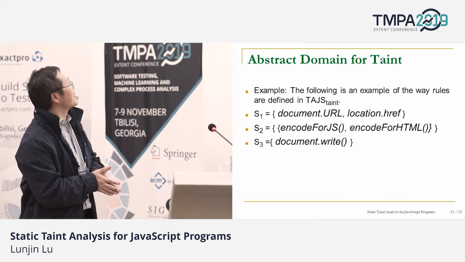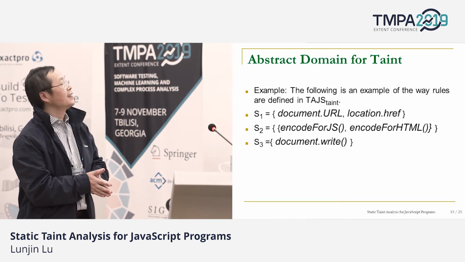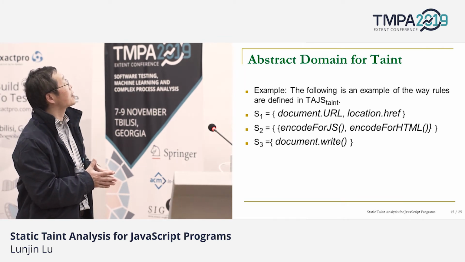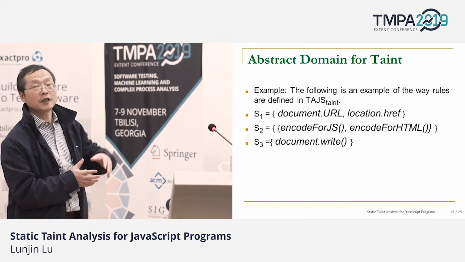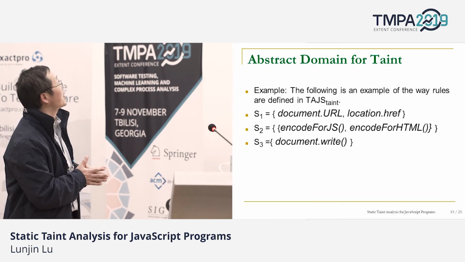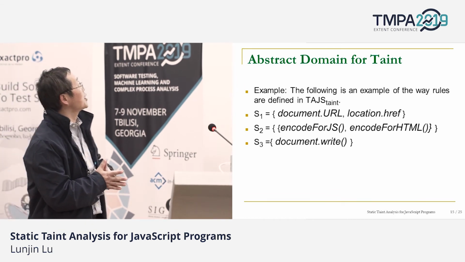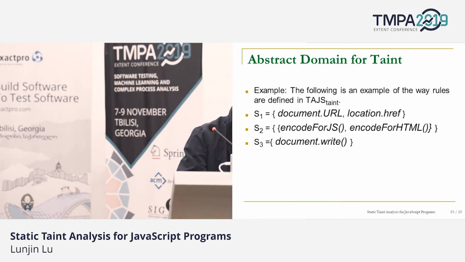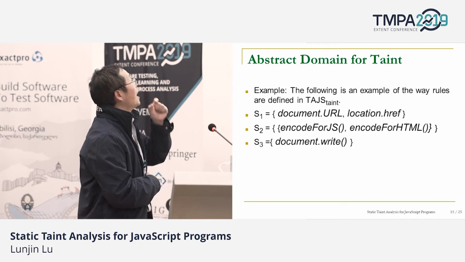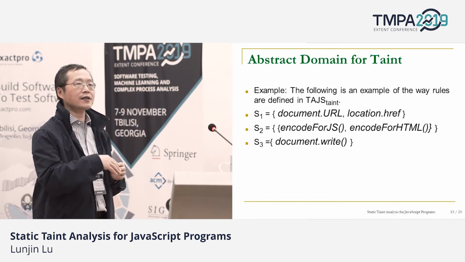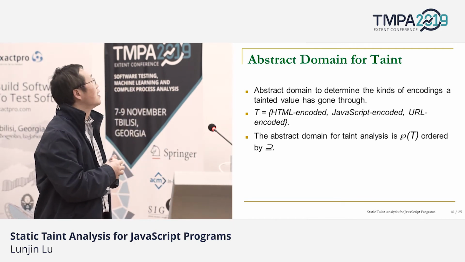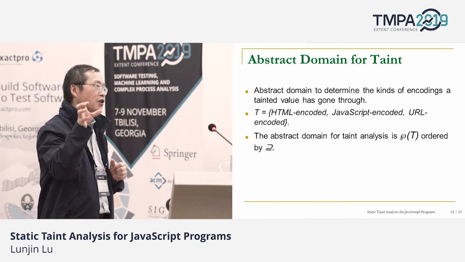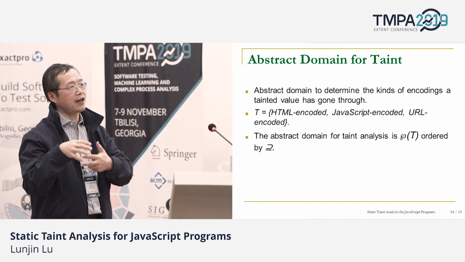And the sink is document.write, because document.write requires two different encoding mechanisms. One is called JavaScript encoding, and another is HTML encoding. So our domain basically tracks values of variables. We track what kind of encodings this value has undergone.